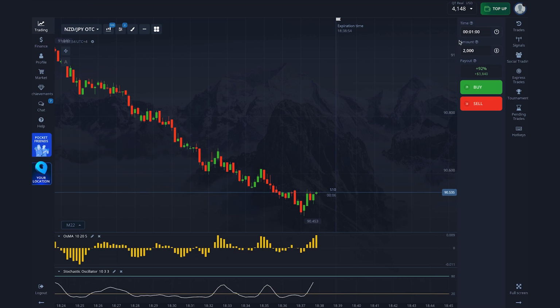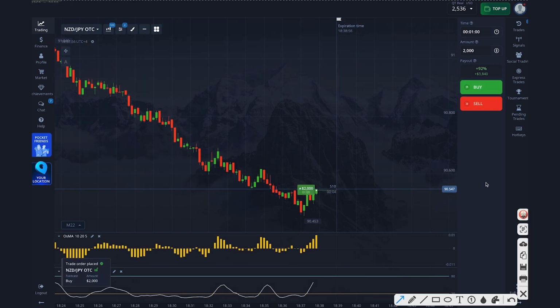I end the session on a strong note. I set the timer for 1 minute and open a buy trade for $2,000. The chart is currently showing a prolonged downward movement, which is gradually losing momentum. The candles are getting shorter, and the seller's momentum is noticeably weakening.